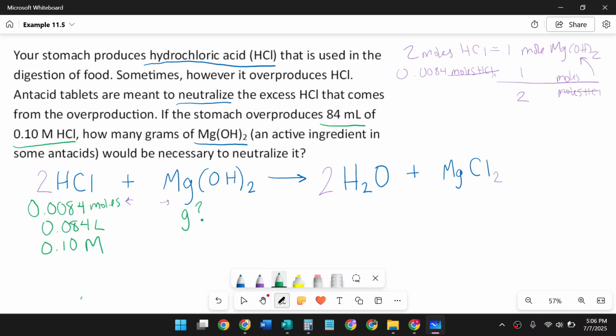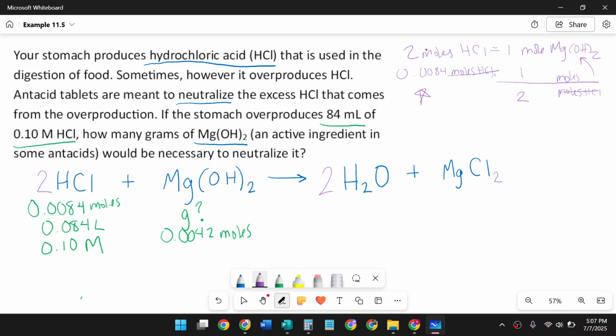So this one will have 0.0042 moles of Mg(OH)2. You probably could also easily see, hey, I'm going from 2 to 1. That means I need to take this number and divide it by 2. Give me half. You can also always write your conversion relationship and use that to figure it out to make sure you get it right.